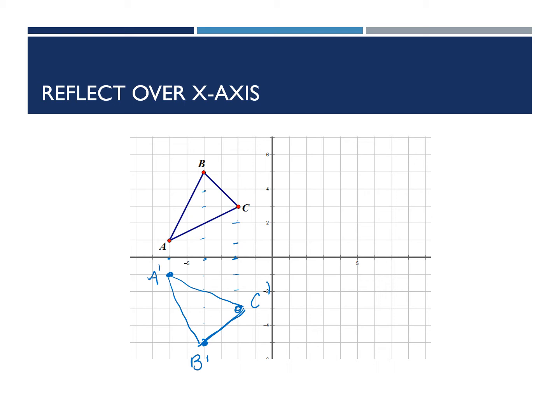If I want to check whether this is my line of reflection, the x-axis would be the perpendicular bisector between point C and C prime. We counted 1, 2, 3 and 1, 2, 3, so these are congruent. And horizontal and vertical lines are perpendicular to each other.